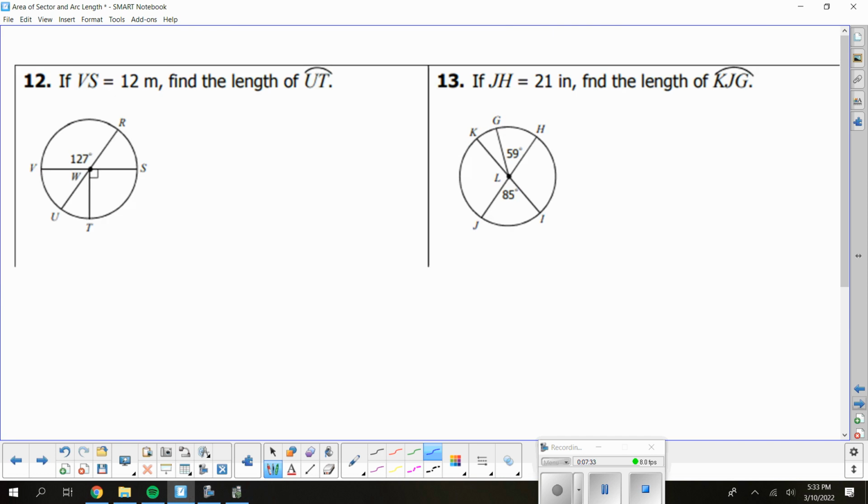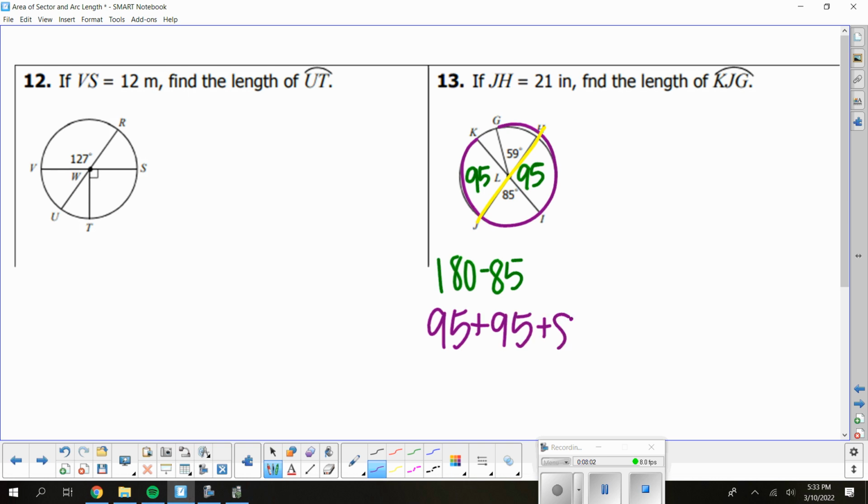All right, let's look at number 13. On number 13, I'm asked to find A to J to G, so everything but that little piece. I notice a diameter again. So I can do 180 minus 85, which gets me 95. And that's vertical to this. So my whole angle is 95 plus 95 plus 85 plus 59. So my whole angle is 334.